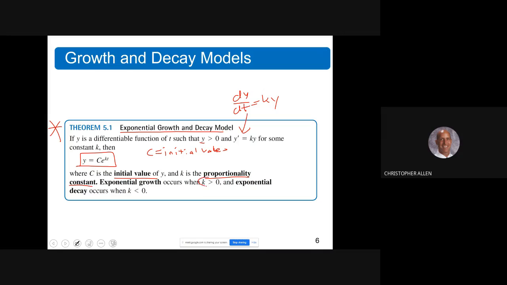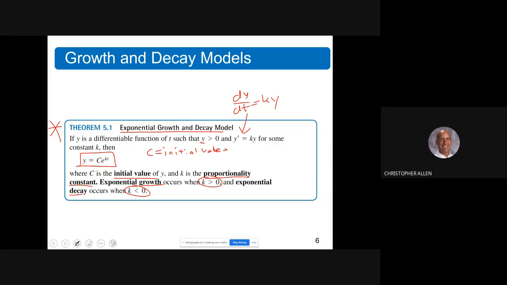If K is greater than 0, it's going to represent growth. And if K is less than 0, it's going to represent decay. I'm going to do an example of both today. In fact, I'll do more than an example of both today.